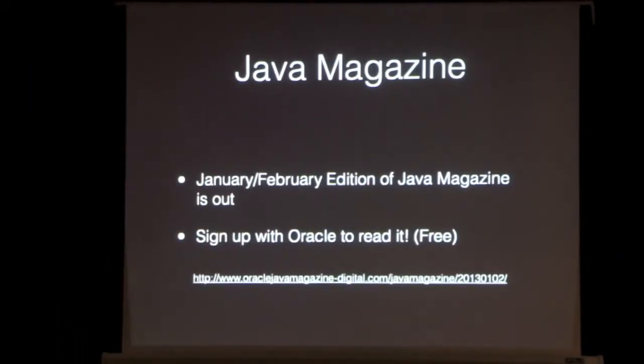The new Java Magazine January-February issue is out, so you can go and check that on Oracle's website. You have to fill out a fairly long and intensive form about everything in your personal life to read it, but once you do that, it's actually pretty good. It's nicely designed. It looks like a real magazine. It's very professional, so it's worth a read. It's free. You just have to sign up and give them marketing info.